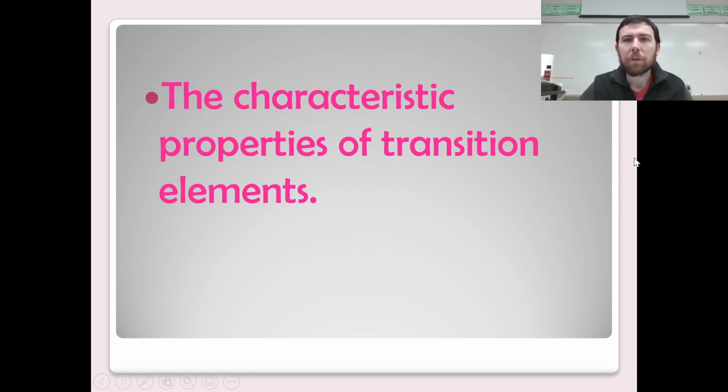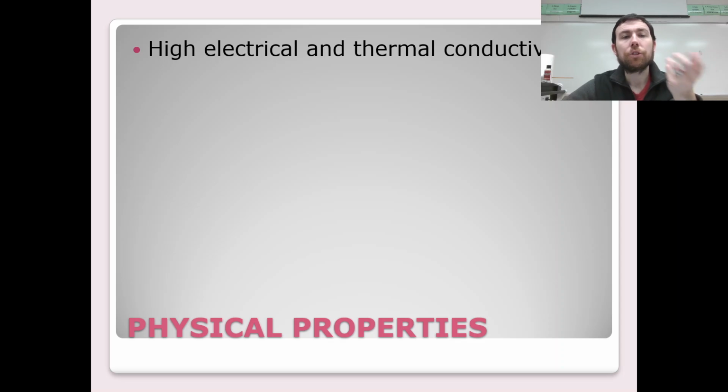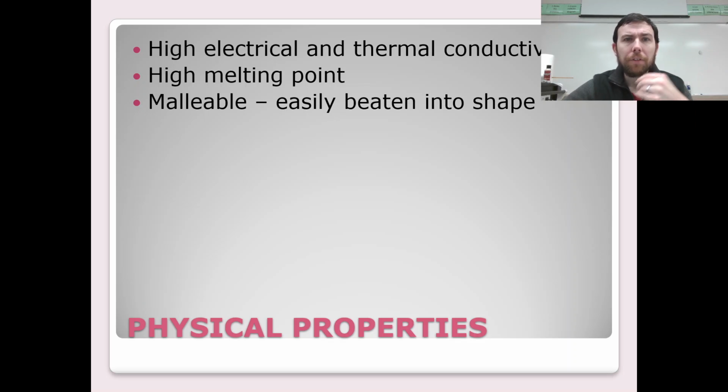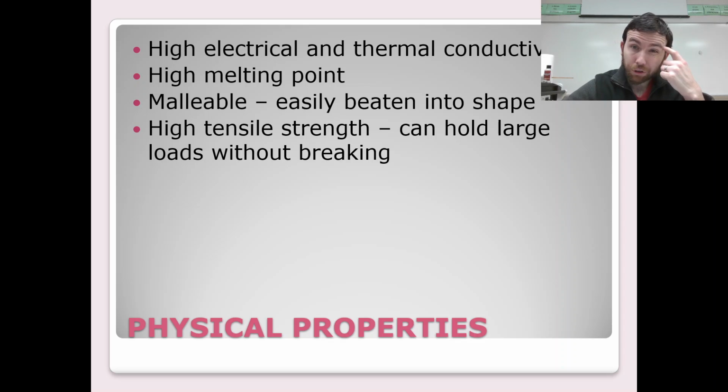Now let's take a look at some of the properties that are characteristic of these transition elements. Starting with physical properties, these are things that we observe about them. The transition metals, specifically that first row D block, have high electrical and thermal conductivity. They have relatively high melting points. They're malleable. That means they're easily made and molded into different shapes. They have high tensile strength. That means they can hold large loads without breaking.